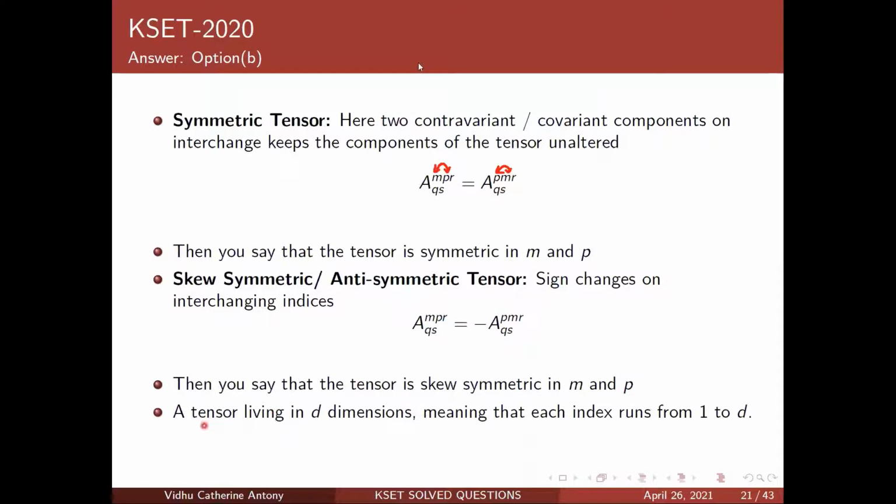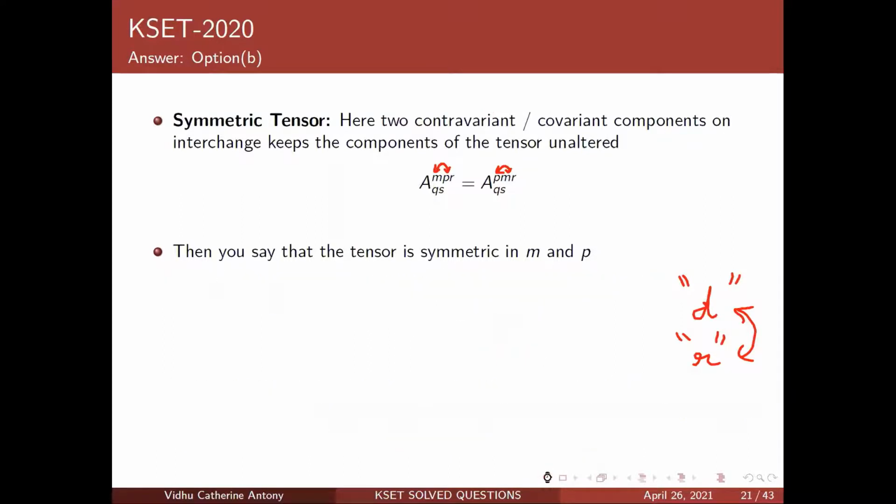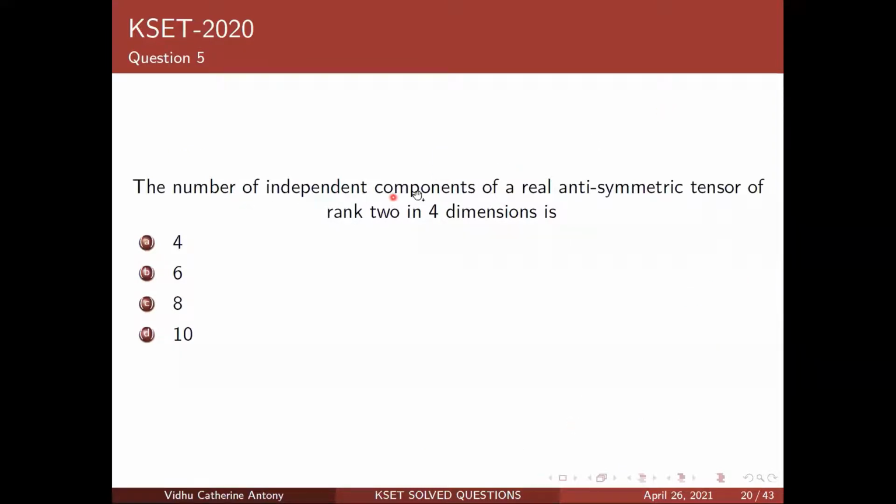Now what I want you to be careful about is D, the dimension, and also R, the rank. Often these are used interchangeably and confused and thought of as the same. When you say that a tensor is living in d dimensions, it basically means that the index runs from 1 to d. And when you say that the rank of the tensor is r, it's referring to the number of indices it has. So let's go back to the question. The number of independent components of a real anti-symmetric tensor of rank 2 in 4 dimensions. So the dimension is 4. The rank that you have is 2.